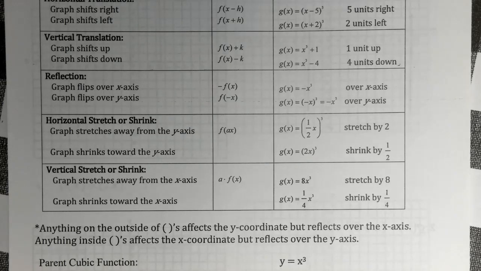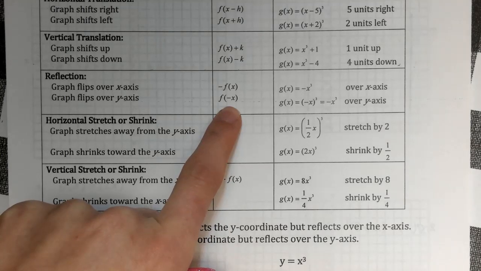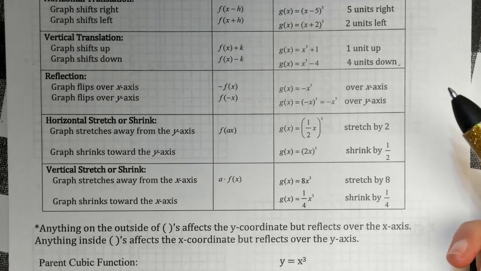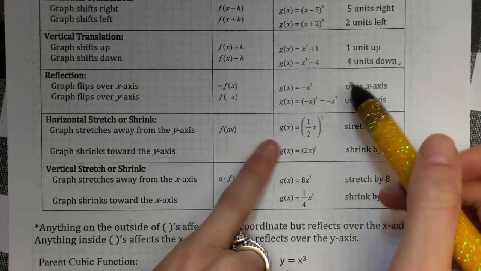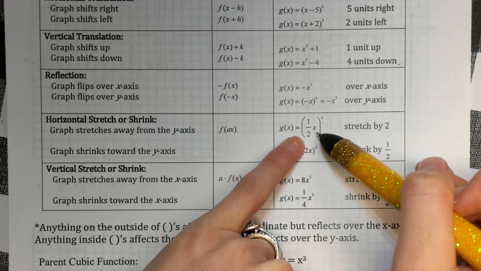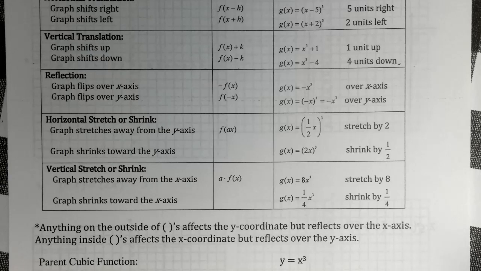Does that make sense? So if I have f of negative x, say I have a positive 3x, and then I make that negative, I flip that horizontally, which is over the y-axis. Okay? All right, and then your stretches, remember that if it's inside, it's the opposite. So if I have 1/2 x inside my parentheses, it's really a 2. It's a stretch. Everything inside is the opposite of what you would think, okay?